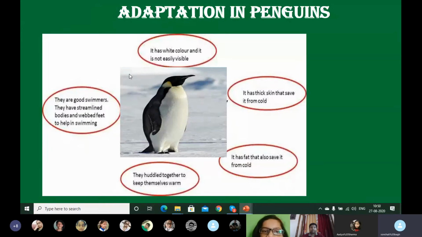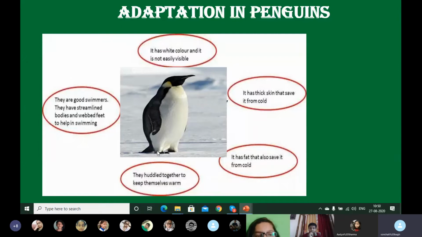First, similarly, the white color helps it hide and catch its prey. Now, the penguin is a bird, but it's a flightless bird. But it's a very good swimmer. How does it swim? The body is streamlined, which means it is smooth, and at the same time it's slippery. So the water does not enter its feathers.